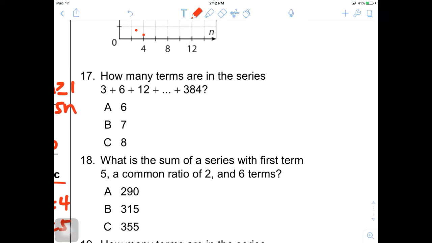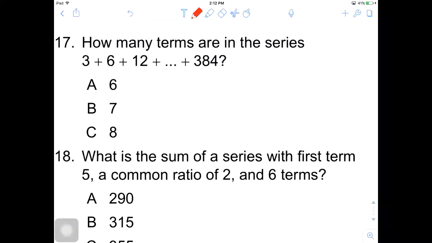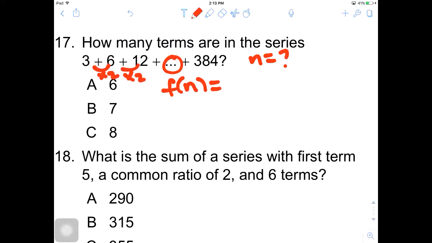Number 17, how many terms are there in the series? Since there are 3 dots in the middle, we don't know how many terms. We don't know what n equals. So we're really looking for just n in this problem. But we need to revert back to the formula f of n equals, this is a geometric sequence. It looks like it's consistently multiplying by 2. So we know that the initial value a is 3. The ratio is 2. And we don't know n.